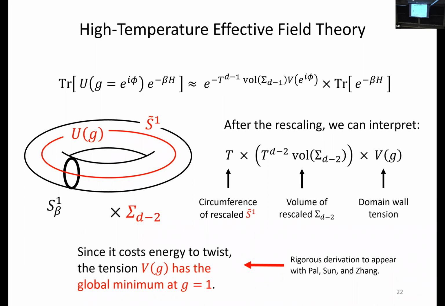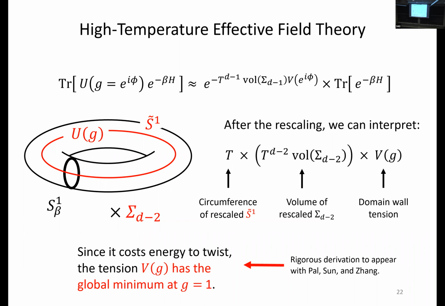So that means that if this V of G is a domain wall tension, it's very natural to expect that V of G has a global minimum at G equals 1. Because if you have a domain wall which implements some non-trivial action of the group symmetry, that would increase the energy of the ground state. And in 2D CFT, you can actually show that explicitly. And so it's natural that it has a global minimum at G equals 1.